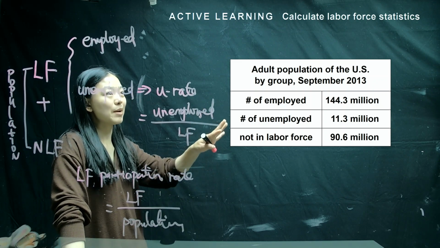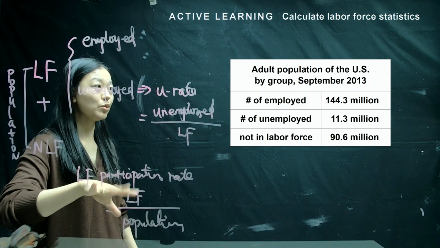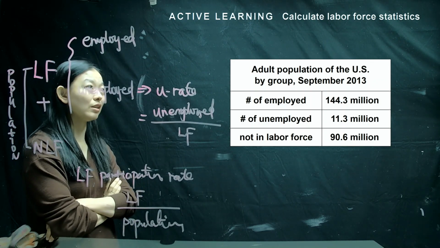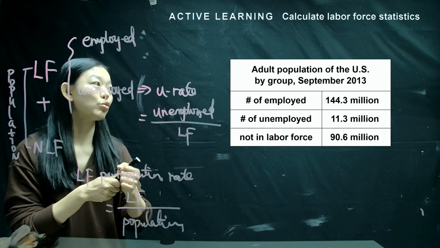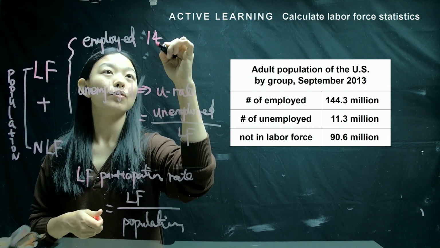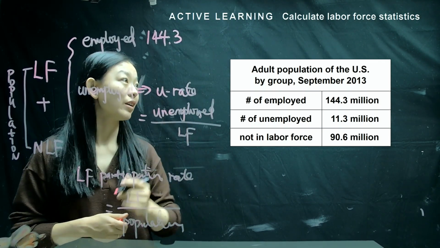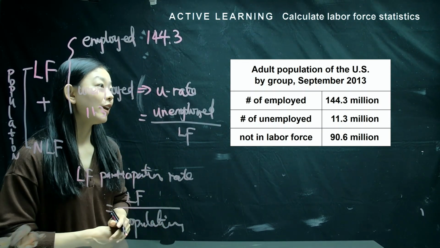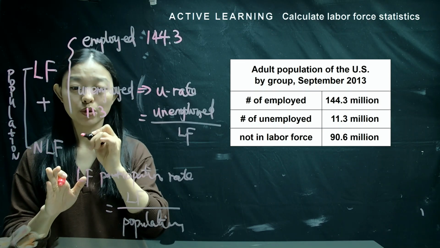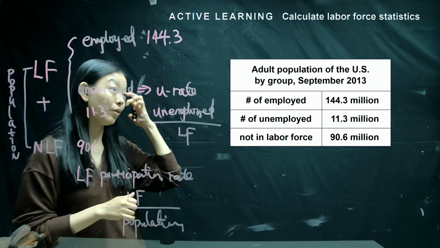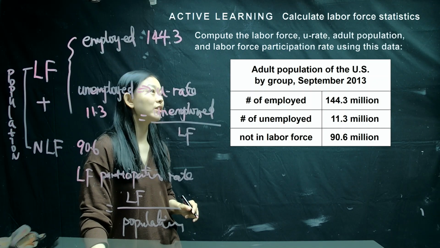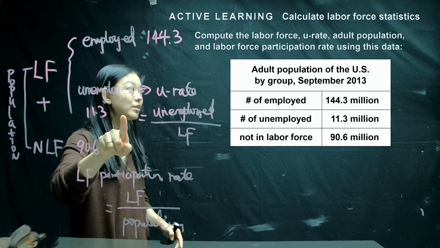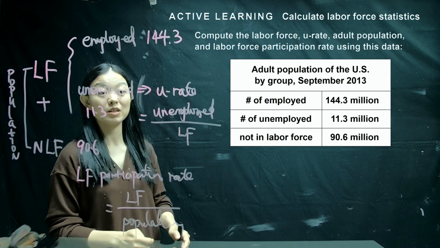And then this is the example I give you about how to use these two formulas. You can see the adult population in the United States by September 2013: the number of employed here equals 144.3 million, and unemployed equals 11.3 million. You also have the people not in the labor force, equal to 90.6 million people. Based on this information, can you compute the labor force, the unemployment rate, adult population, and the labor force participation rate?